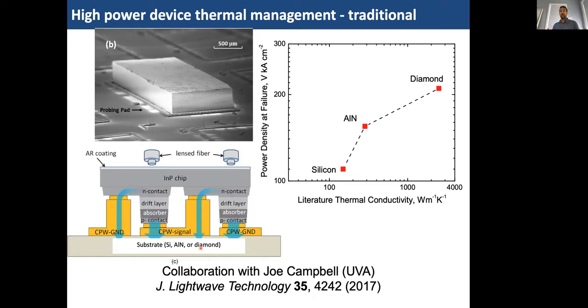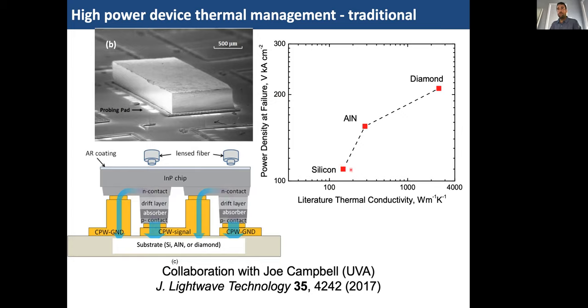Okay, we saw on the last slide, what has some of the highest thermal conductivities? Diamond. So the thought is, if we were to measure the power density at failure of this device, which is basically the volts amps generated per centimeter squared. So this is the power generated per centimeter squared. This is the power density at failure, at the point where the device fails. We want to maximize this number because that means we can drive up the power of the device. So to maximize that number, one thought is let's just put it on higher and higher thermal conductivities.